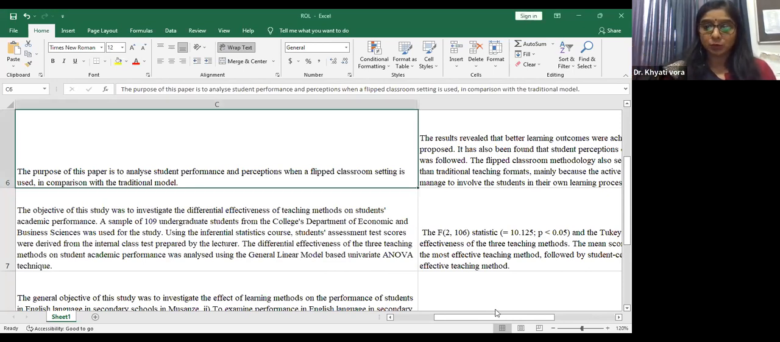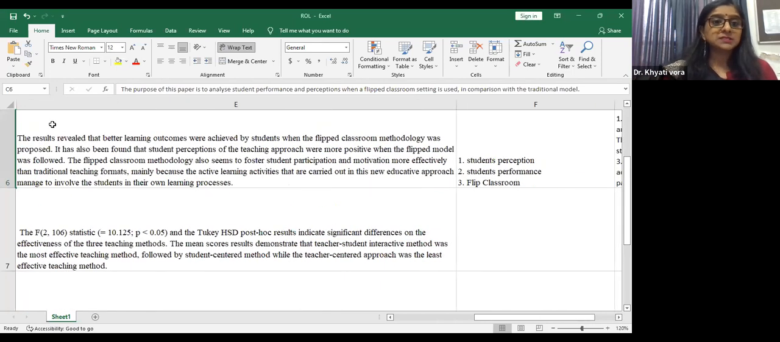So let us check the result. What are they talking about? The result revealed that better learning outcomes were achieved by students. That is, the performance of the students was good when the flipped classroom methodology was proposed. It has also been found that the students' perception of the teaching approach was more positive when the flipped model was followed. I hope now you are getting the idea. See, the word perception came, performance also came, and the flipped classroom methodology also seems to foster students' participation and motivation more effectively than traditional teaching methods.